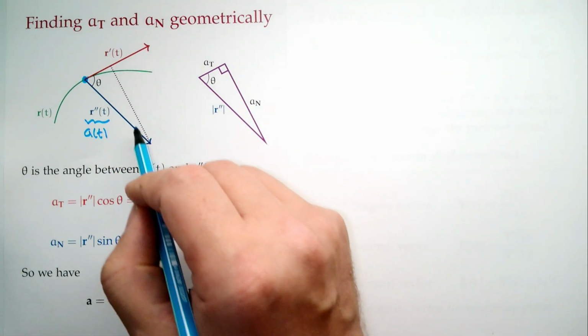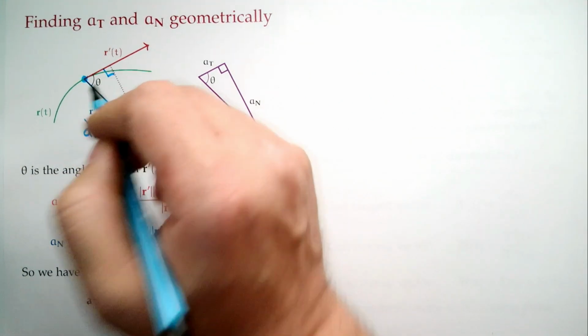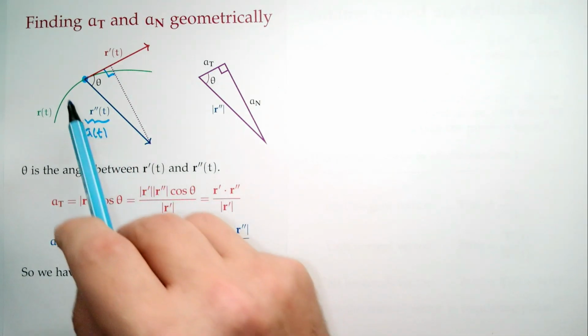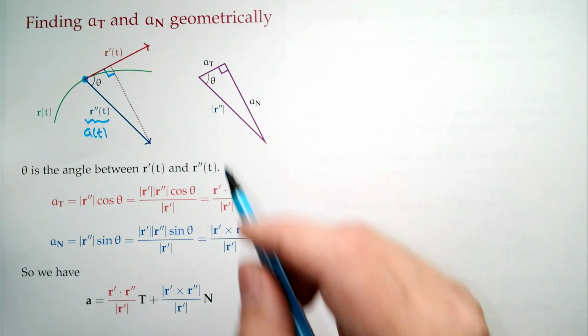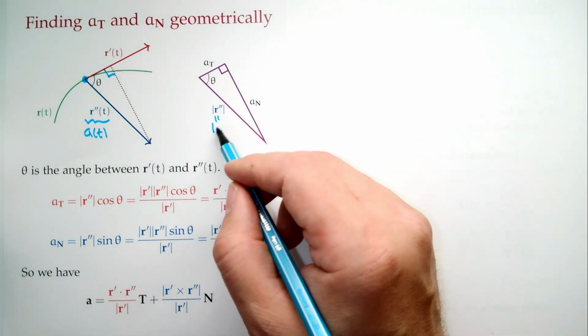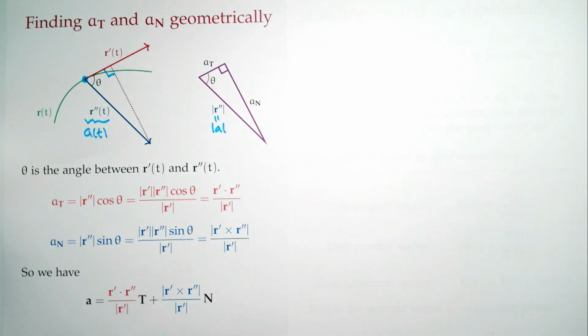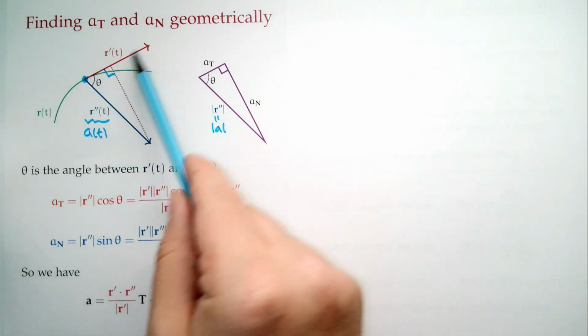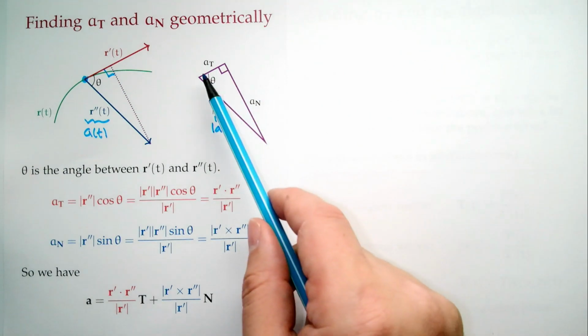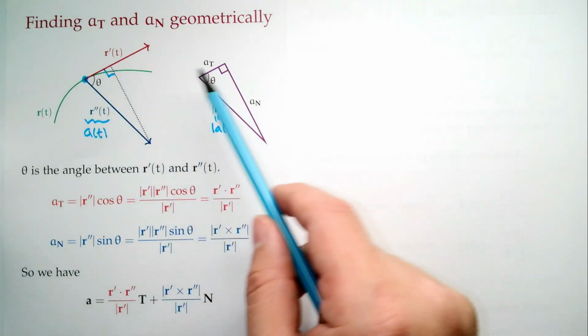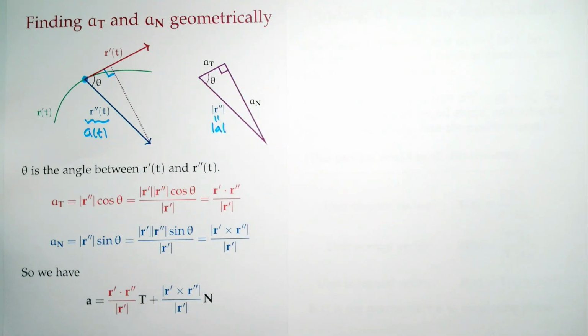So we draw dotted lines down to here to make a right angle. And so we can say, all right, the hypotenuse comes from r double prime, which is really your acceleration. And what are the other two sides? Well, this side is pointing in the direction of motion. So the length of this side is how much of the acceleration points in the direction of motion. Another word we could use here is projection.